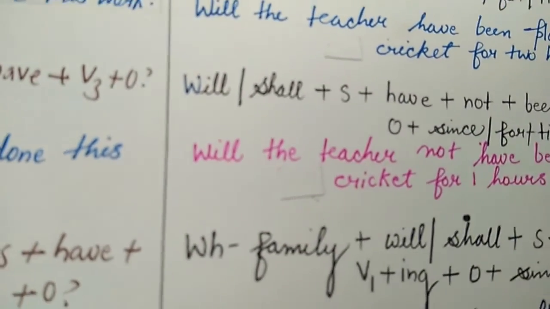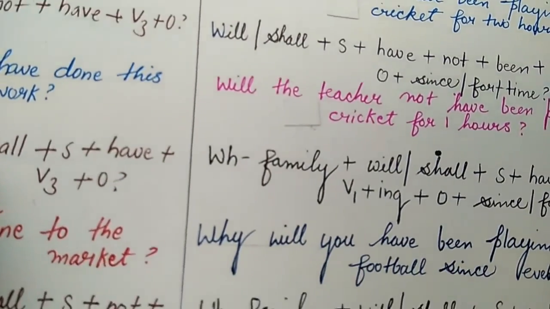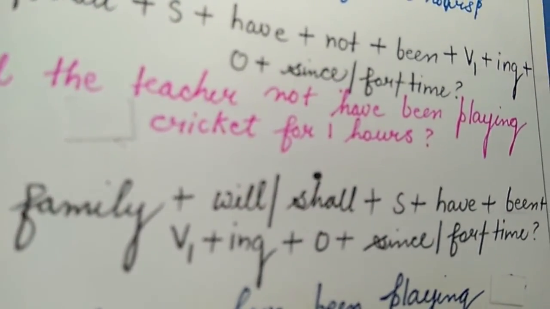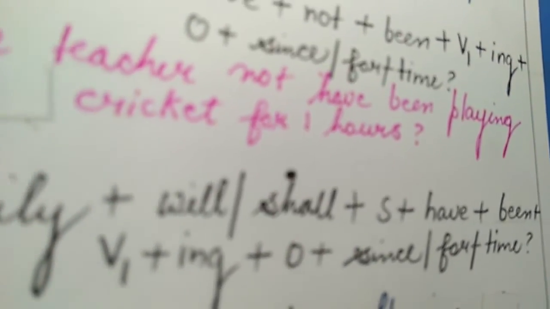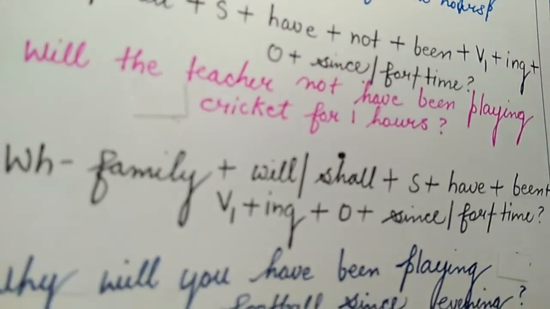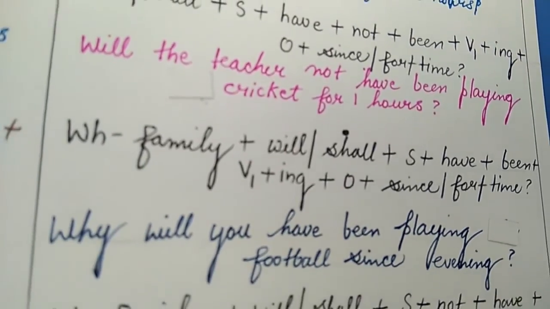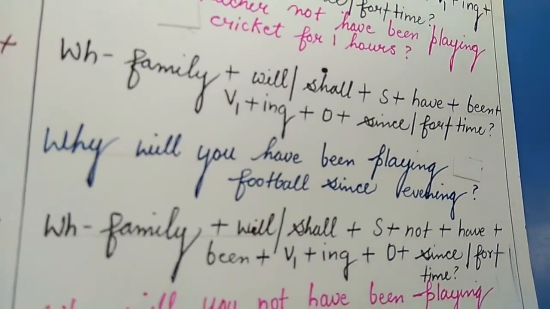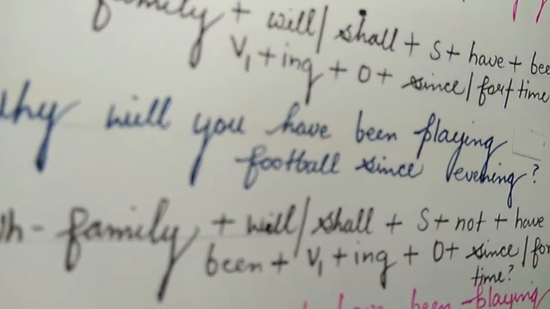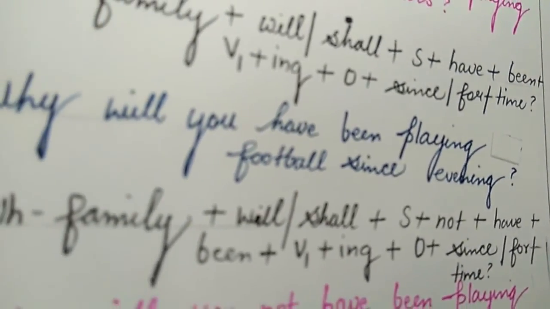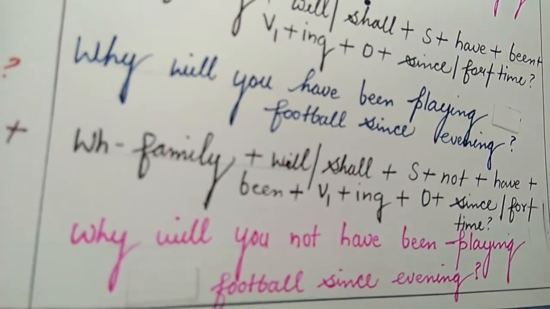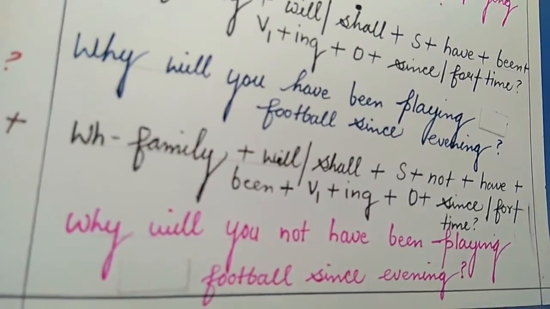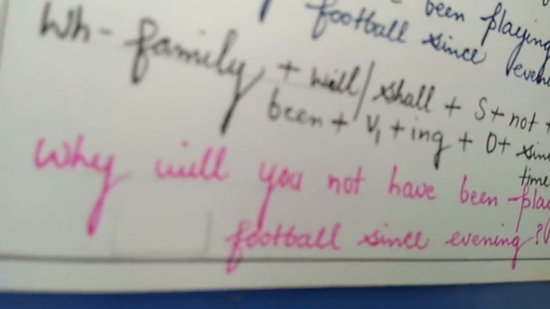WH question interrogative. WH family plus will/shall plus subject plus have plus been plus first form of the verb plus ing plus object plus since/for plus time. For example, why will you have been playing football since evening? WH question interrogative negative. WH family plus will/shall plus subject plus not plus have plus been plus first form of the verb plus ing plus object plus since/for plus time. For example, why will you not have been playing football since evening?